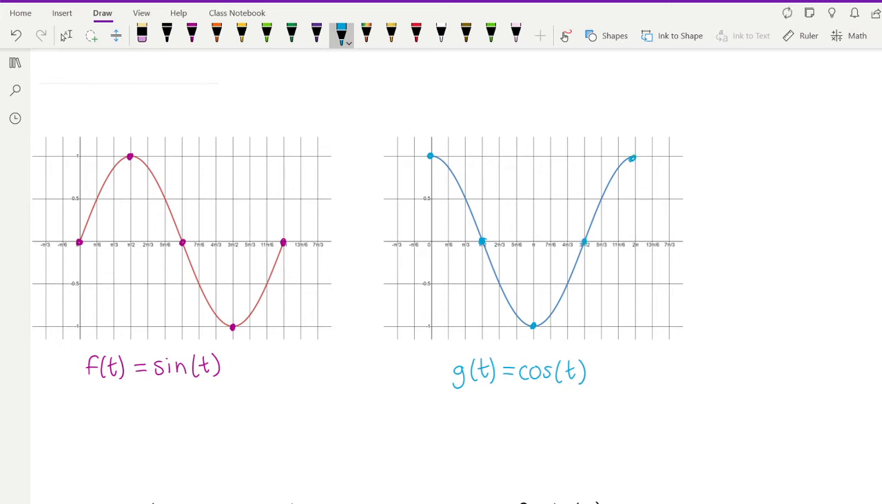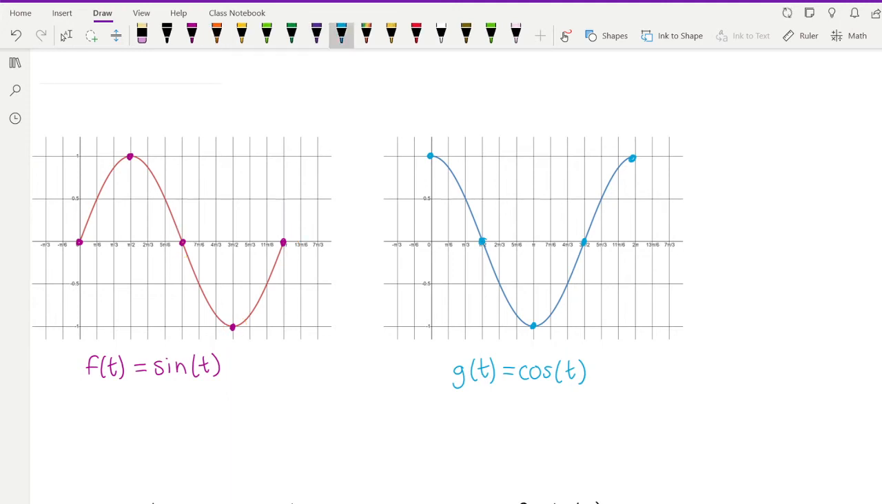Another thing I want to point out is the symmetry that we see in these graphs. What I mean by symmetry is, looking at the sine graph to start, if we look at the beginning and end of a cycle, 0 and 2 pi, the x-intercept in the middle happens exactly halfway between, right? It happens at pi, which is exactly halfway between 0 and 2 pi. And then if you look at the maximum point at pi over 2, that happens exactly halfway between 0 and pi. And again, the minimum point happens exactly halfway between pi and 2 pi.